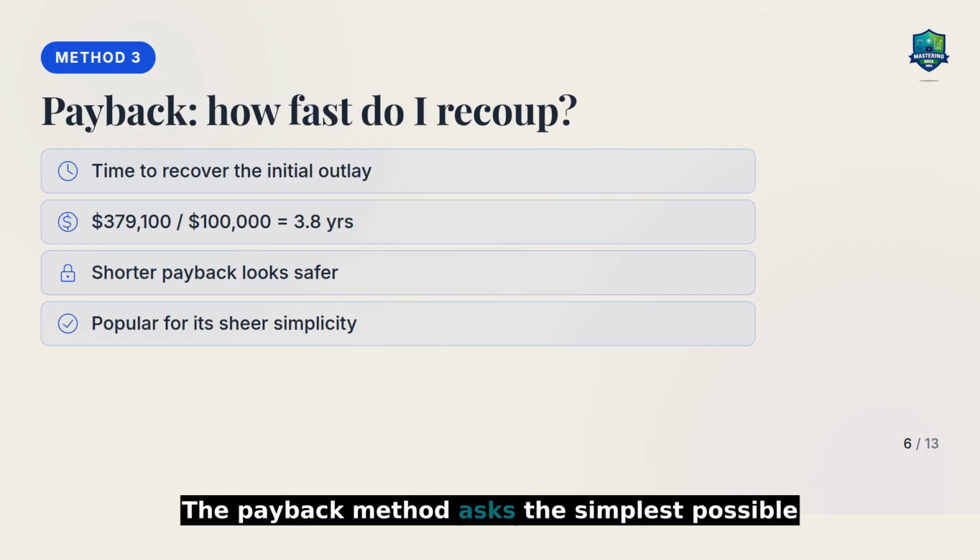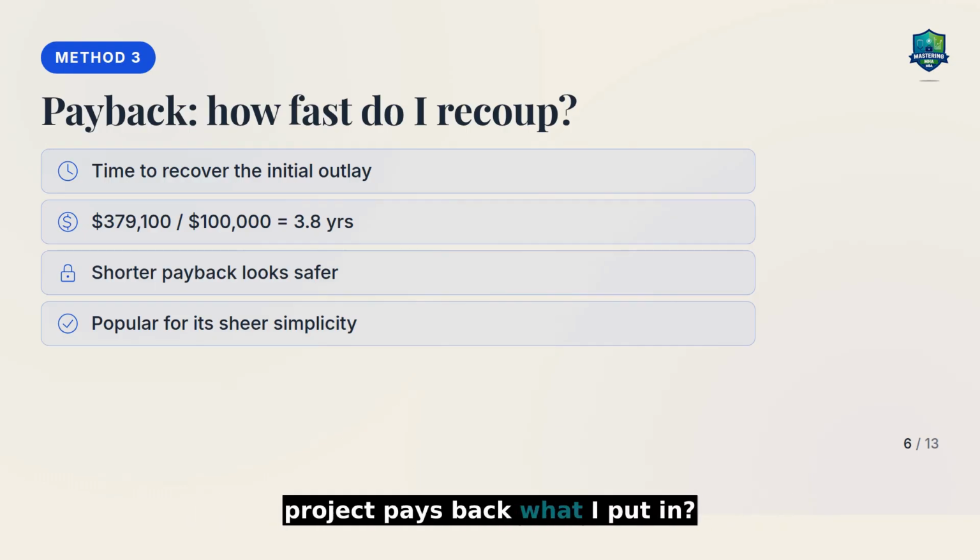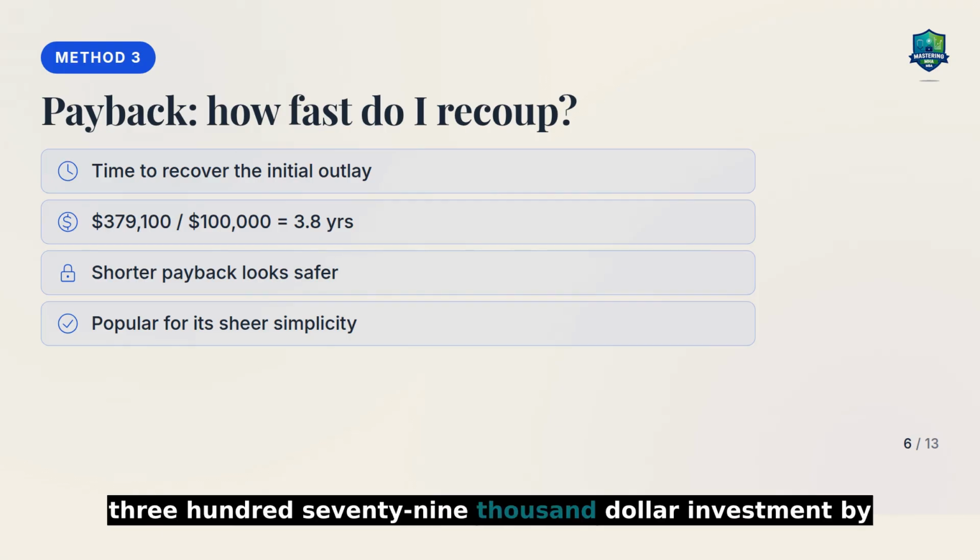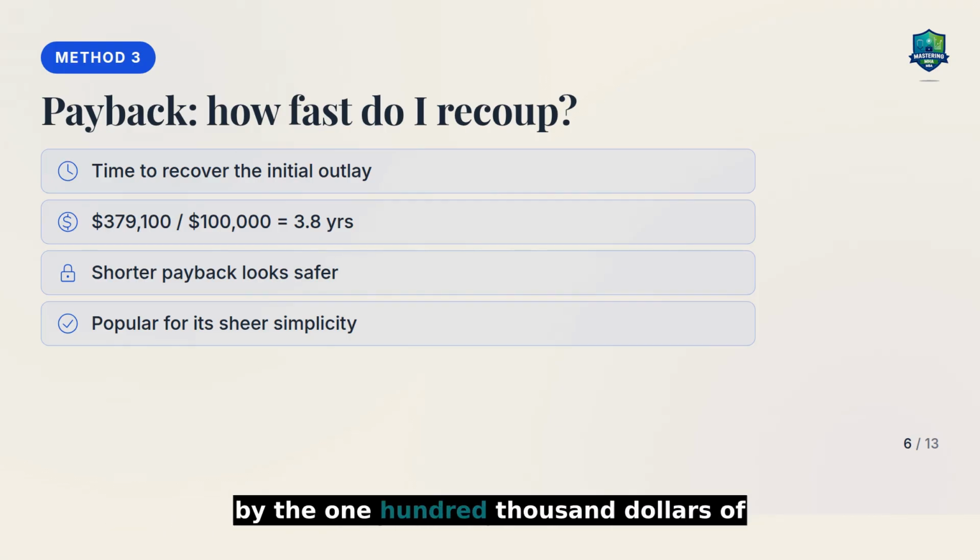The payback method asks the simplest possible question: how long until the project pays back what I put in? For our machine, divide the $379,000 investment by the $100,000 of annual inflow, and you get a payback of about 3.8 years. Companies often set a cutoff, say, anything that pays back in under 4 years is acceptable. Payback is genuinely useful as a rough screen for risk, because the sooner you get your money back, the less exposed you are to an uncertain future.